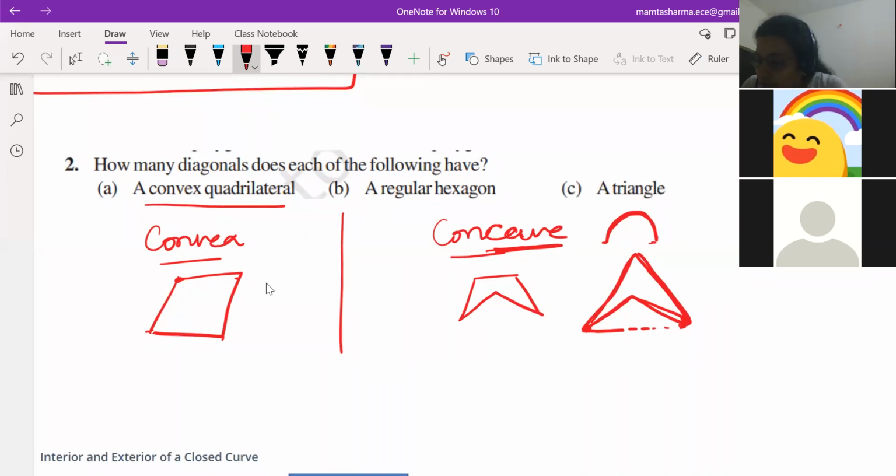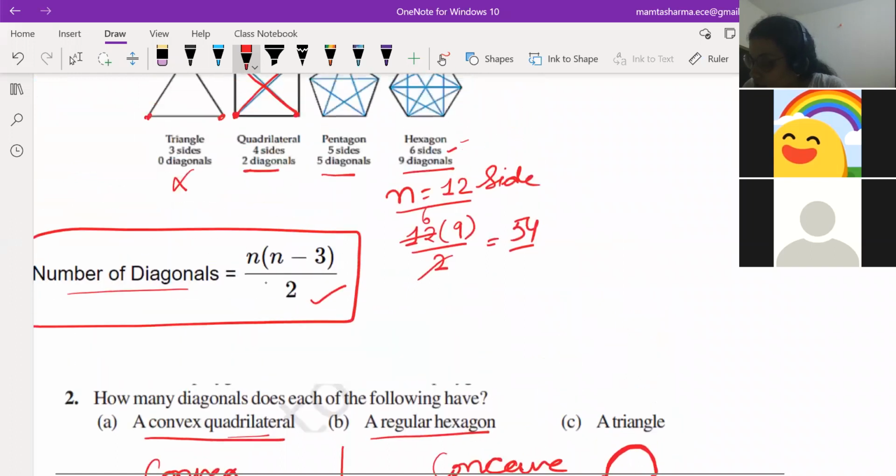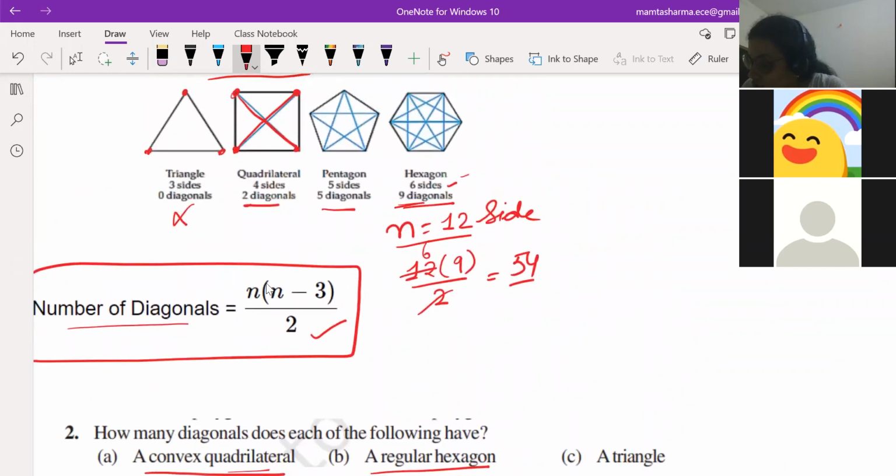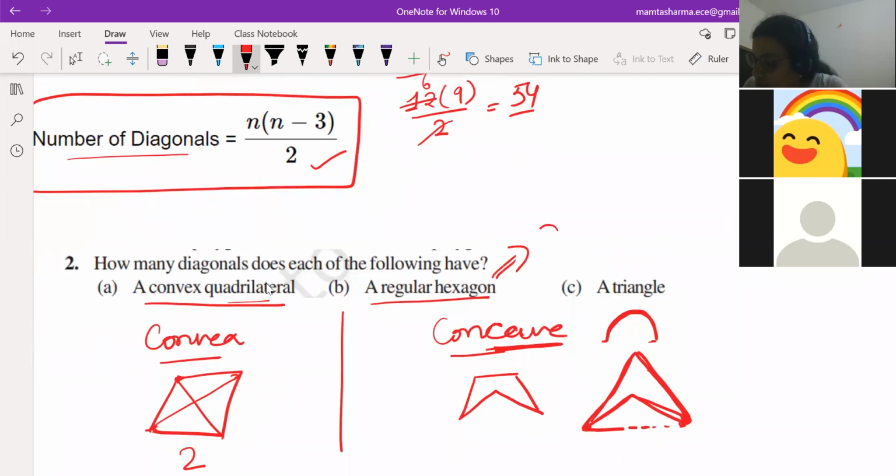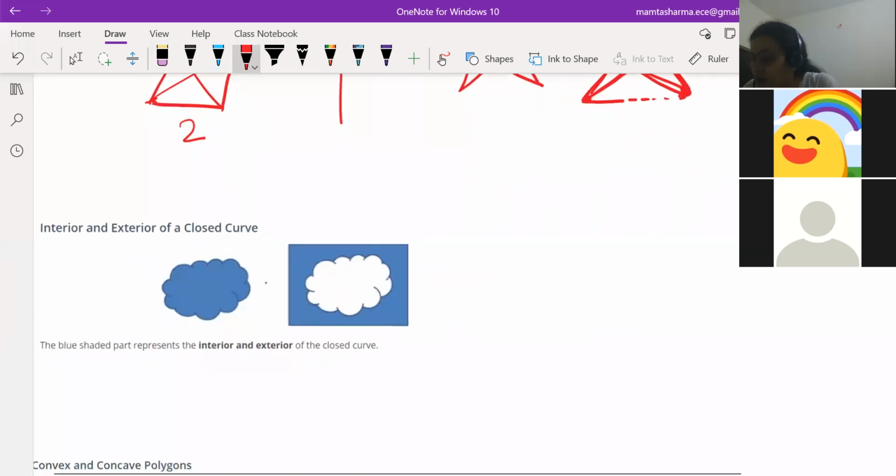So how many diagonals will be there in this convex quadrilateral? 2, ma'am. This is simple. You can draw it and show it will be 2. How many diagonals will be there in a regular hexagon? This is a hexagon and the diagonals will be 9. Or you can use this formula: hexagon 6 sides, 6 into 6 minus 3 by 2, 3 into 3, this would be 9. In a triangle, there would be 0 diagonals.